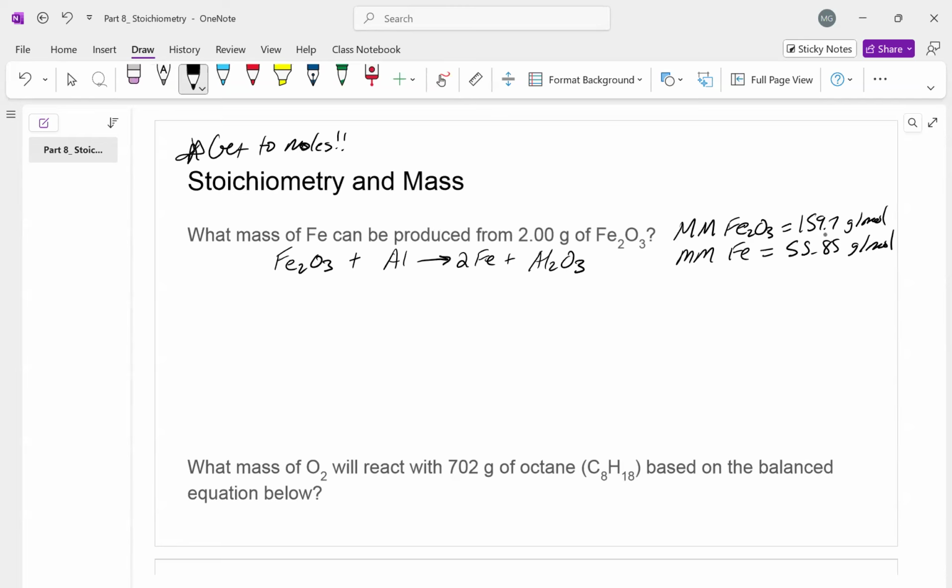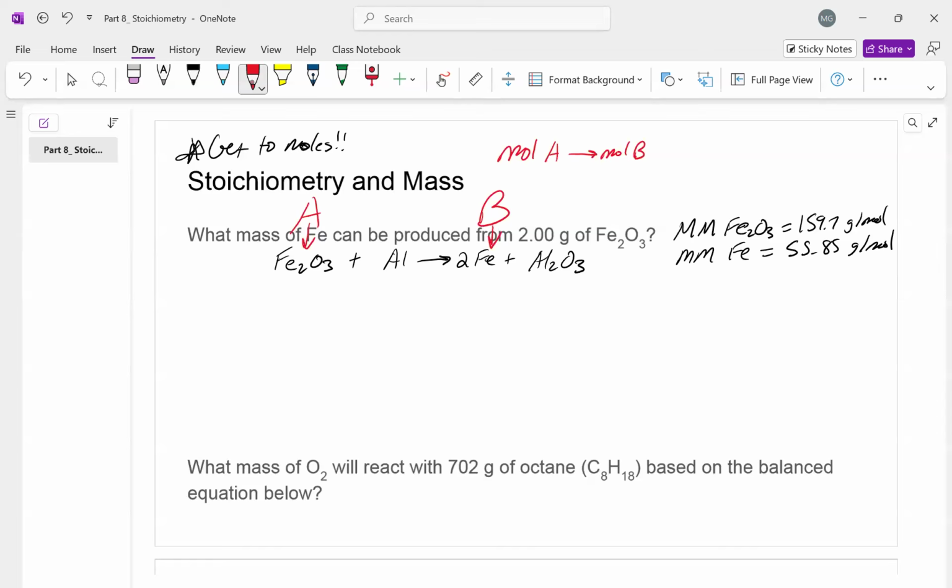So in this first problem, it asks us what mass of iron, Fe, can be produced from 2 grams of iron 3 oxide. All right, so here's a balanced equation. And what I want you to do is label these like A and B. And the reason I want you to do that is because the key thing we want to figure out is we want to go from moles of A to moles of B.